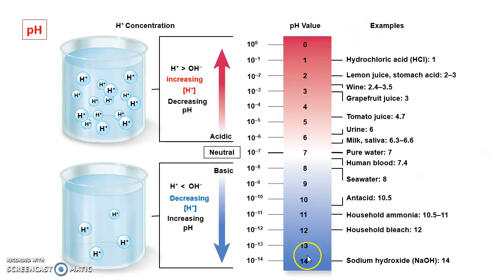pH ranges from 0 to 14. The lower the number, the more acidic something is. So pH 1, extremely acidic, for example, hydrochloric acid. pH 14, extremely basic or alkaline, such as sodium hydroxide. And we see a lot of common things go throughout the range. Pure water is 7. 7 is considered neutral, so pH of 7 is neutral. Milk is a little acidic. Wine is very acidic. Seawater slightly basic. Bleach pretty basic or alkaline.